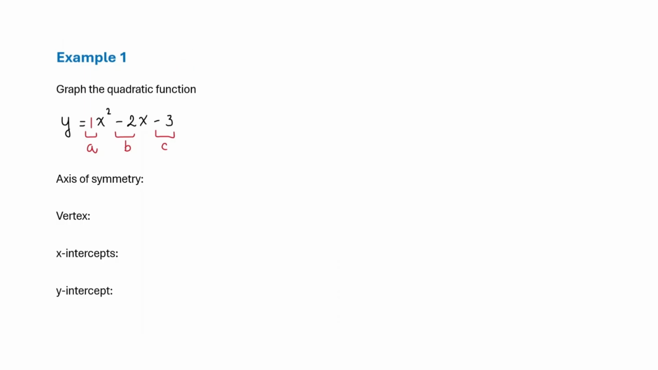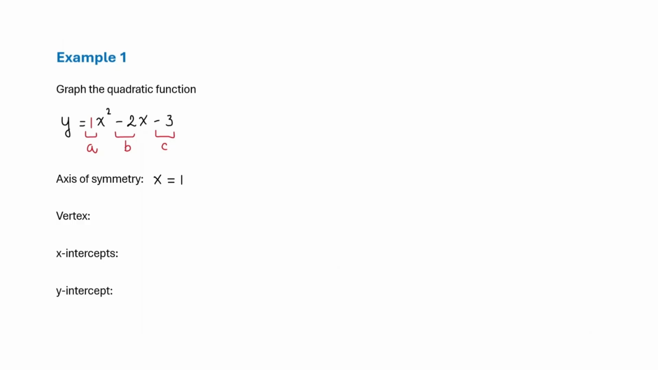Now let's find the axis of symmetry. x equals negative b over 2a. Substituting a equals 1 and b equals negative 2 into the formula, we get x equals the negative of negative 2 over 2 times 1. The negative of negative 2 is positive 2, and 2 times 1 is 2. This gives us x equals 2 over 2, which simplifies to x equals 1. Therefore, the axis of symmetry is the vertical line x equals 1.